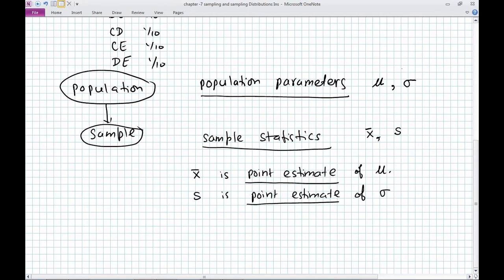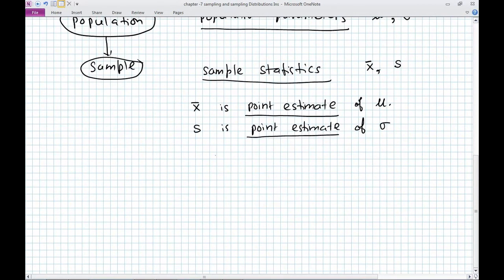It is very rare that your average will be exactly the same as the population value. There will be some difference most of the time. So if you take the absolute difference between x bar and mu, it is called the sampling error of the mean.